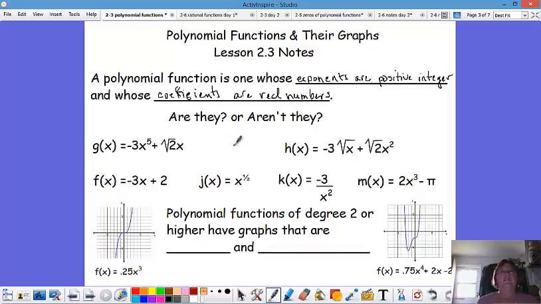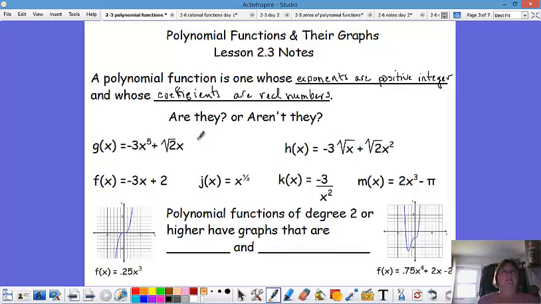All right, so I'd love to have you take a look at these and just based on those two components decide for these 1, 2, 3, 4, 5, 6 functions that are listed, are they polynomial functions or not? So we're going to be looking for expressions whose exponents are all positive integers and whose coefficients are real numbers.